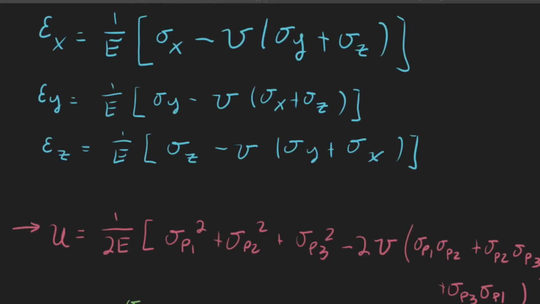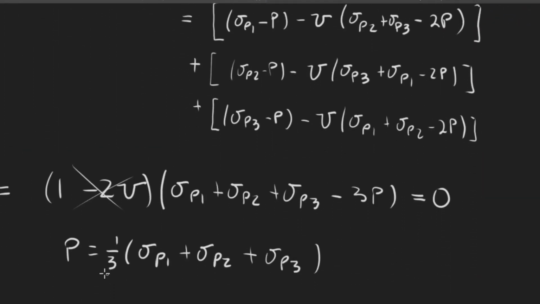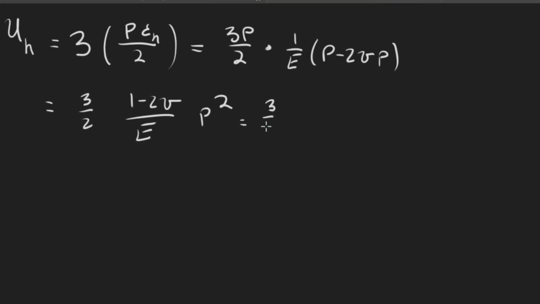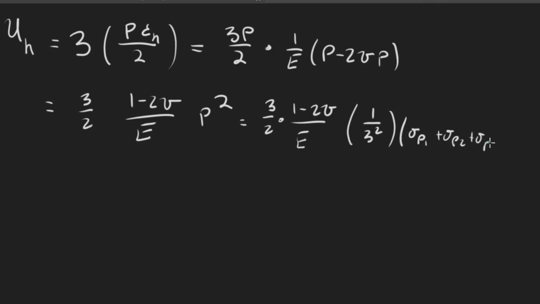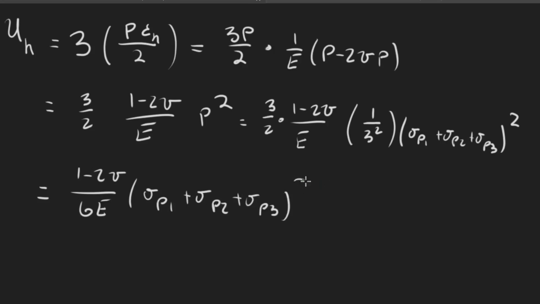And then coming back to where we just solved for P, we can plug in this 1/3 times the sum of our principal stresses. So this is equal to 3 halves times 1 minus 2 nu over E times 1 over 3 squared times sigma P1 plus sigma P2 plus sigma P3, squared. And if we simplify that, we're going to get that this is 1 minus 2 nu over 6E times the sum of each of our principal stresses, all squared.